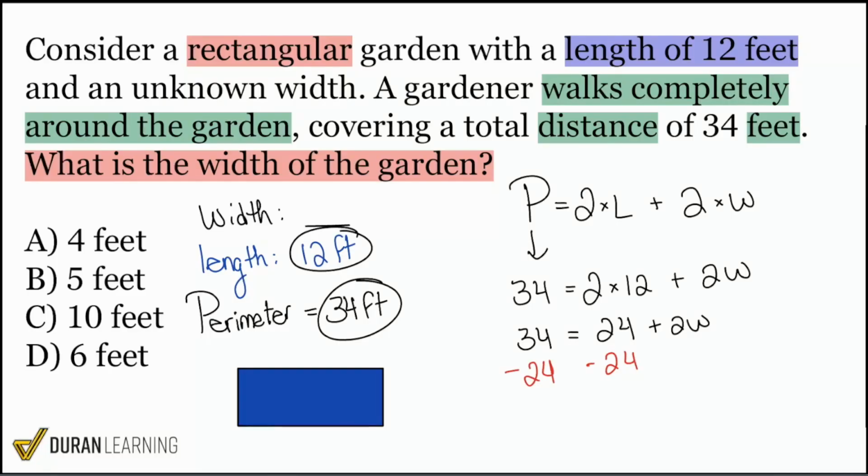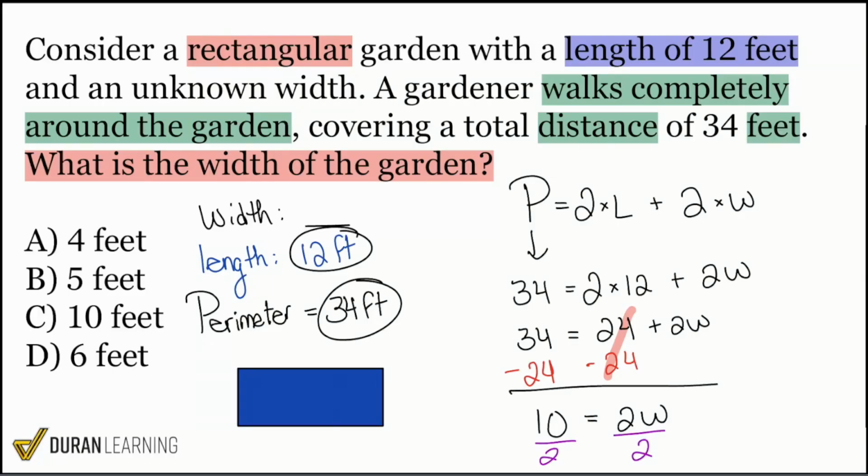Remember, a 24 that's just sitting there, we can really consider that adding a 24, plus 24. So to get rid of a plus 24 that's just sitting there, we'll go ahead and subtract it. And again, on both sides. So once we do that, booyah, one step closer to victory. So 34 minus 24 gives us 10. 10 equals 2W. Again, that's what's left right over here. We'll divide both sides by 2.